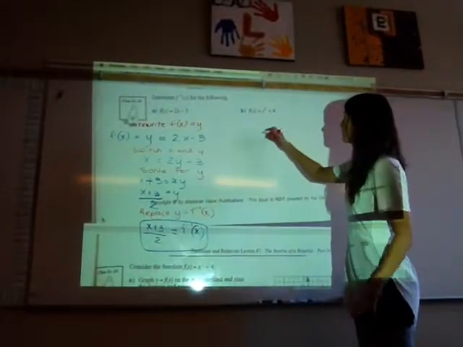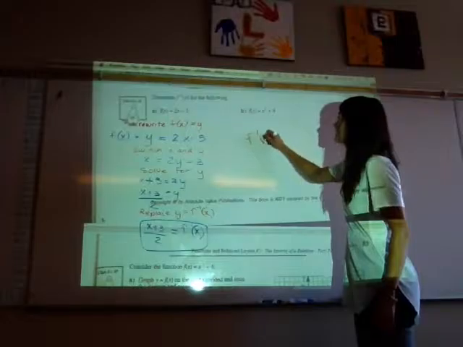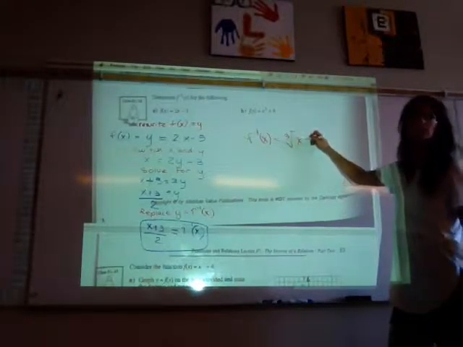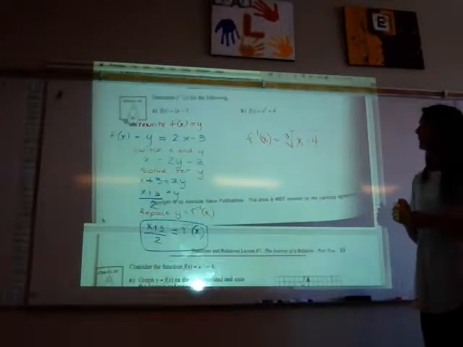Okay, so just going around the room, everyone had that the inverse of x was equal to the cube root of x, was it minus 4? Yeah. Okay, good work.